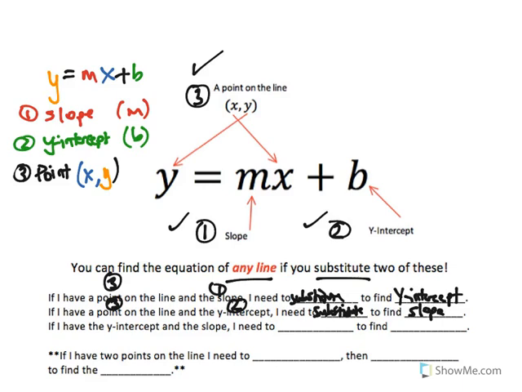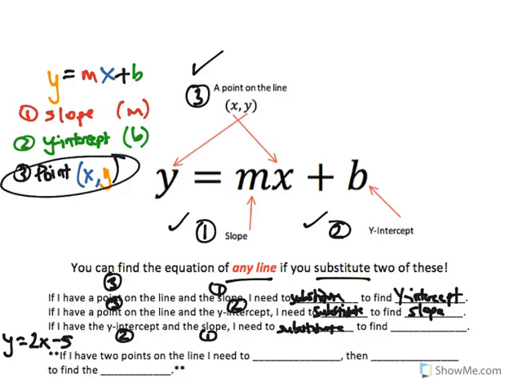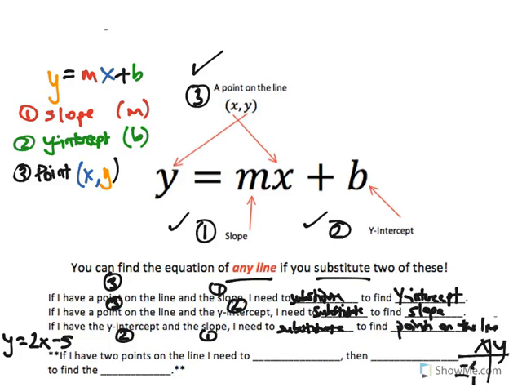If I have the y-intercept and I have the slope, which means I have a full equation that would look something like this, I need to substitute to find point on the line. How do we do that? We make our chart that everybody knows by now. Okay, that's how we substitute to find point if we have the full equation here.